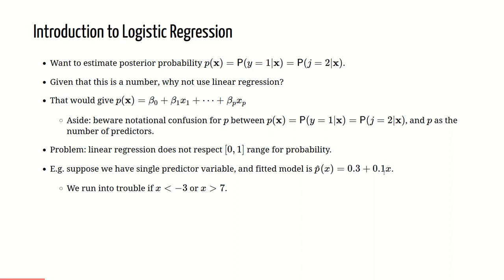Then if x is more than 7, say x is 8, and we plug it in here, we'd get 0.3 plus 0.1 times 8, which is 1.1. So we're saying the probability of the second class is 1.1, which is more than 1. That's a problem. Similarly, if x is smaller than minus 3, say it's -4, we'd have 0.3 plus 0.1 times -4, which is 0.3 minus 0.4, which is minus 0.1. And you can't have a probability that's negative, so that doesn't make sense either. So while we could model this using linear regression, it probably doesn't make all that much sense.